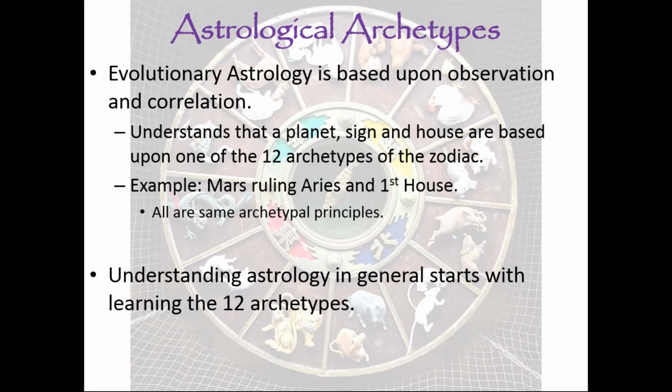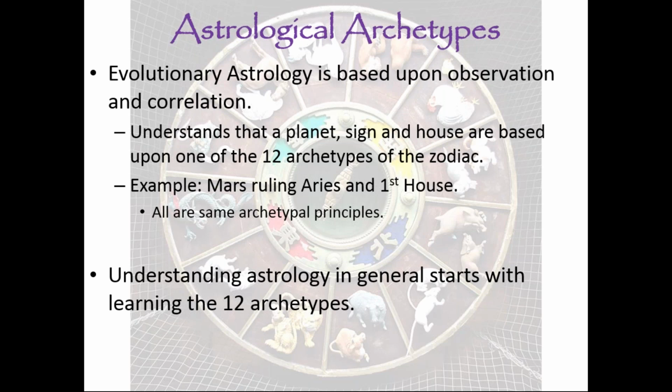Another basic of EA is that we will look at the planet, sign, and house as being one archetype. And in this example you see on your screen, Mars rules Aries and Mars rules the first house. Mars, Aries, first house, all the same archetypical principle. Similarly, you can look at Taurus, second house, and ruler Venus as the inner side of Taurus, or the inner side of Venus, excuse me, but still also all the same archetype.